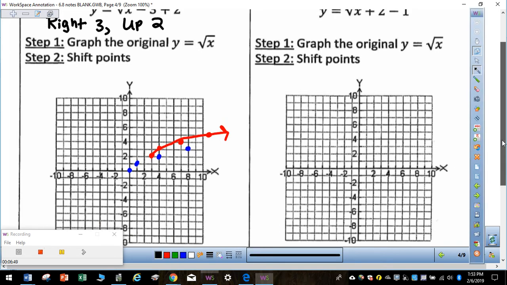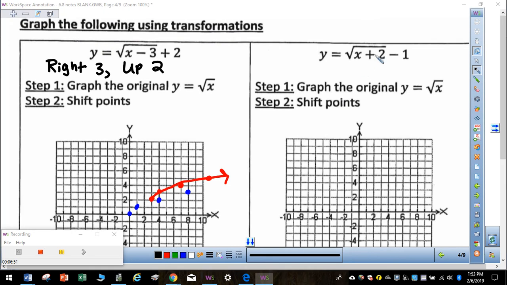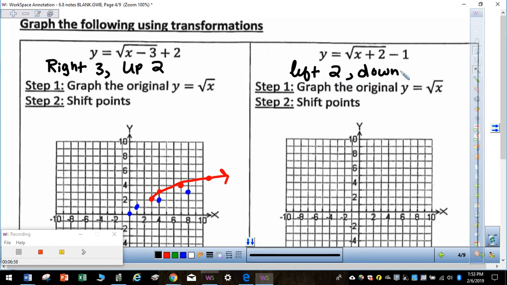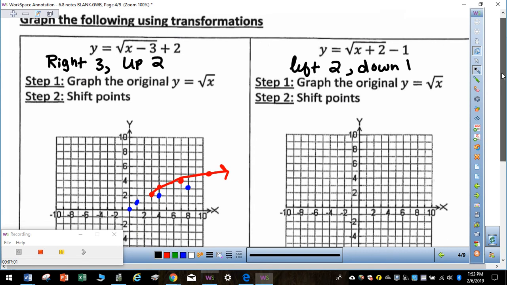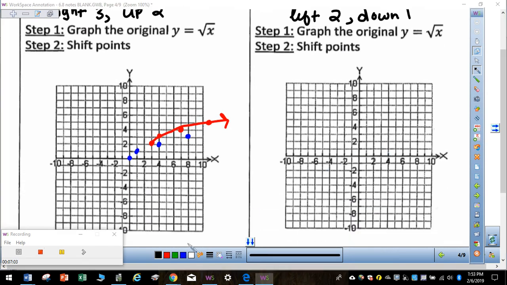All right, let's take a look at the next one. So now we're adding 2 on the inside, subtracting 1 on the outside. So this is going to go to the left 2 spaces and down 1. So now graphing our original will be the same as what we did before, 0, 0, 1, 1, 4, 2, 9, 3. And this time we'll move each one of the points to the left 2 spaces and down 1.